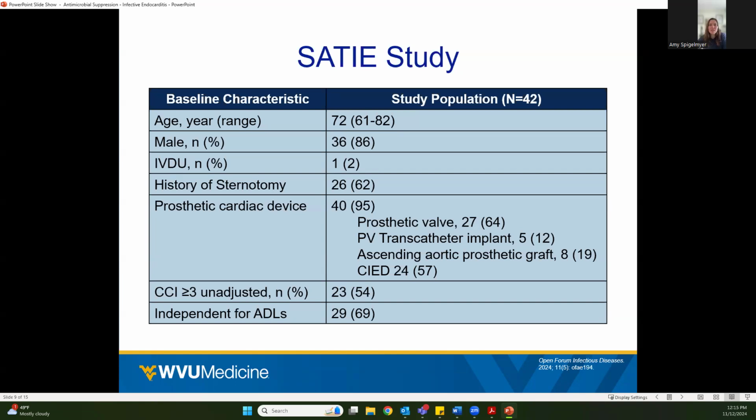So 64% had a prosthetic valve, 19% had an ascending aortic prosthetic graft, and 57% had an ICD. With regards to the Charlson Comorbidity Index, 54% of patients had a score of 3 or greater, but 69% of patients actually had decent independent living at baseline and were independent for their ADLs.